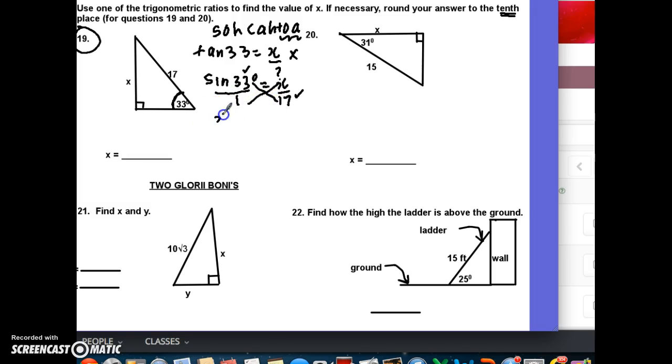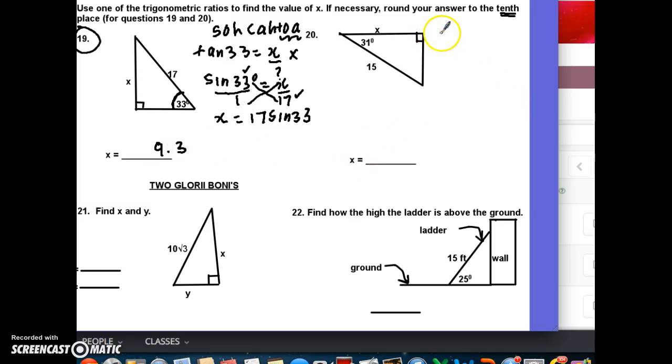We have x times 1 is x. The answer is going to be 17 times sine 33. Let's do that right now in our calculator. I'm going to do 17 first, and then times sine 33, equal. I got 9.3 for this one. 9.3, and the 10th place is just one number after the decimal.